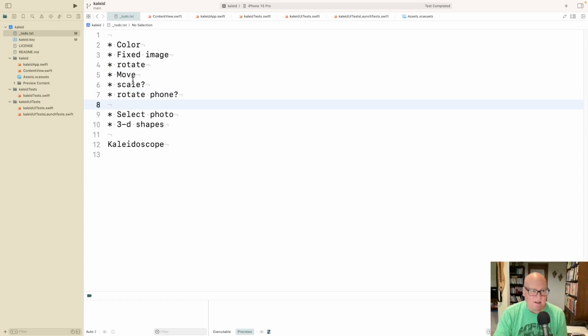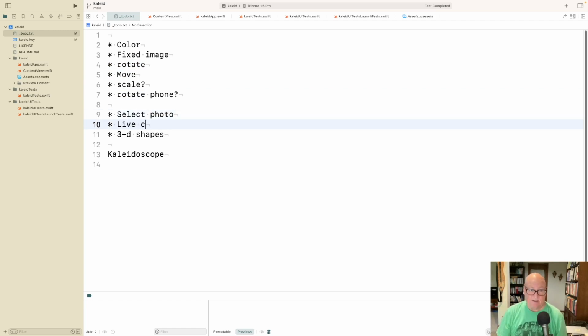Once we've got the basics done, I want to let you select a photo. And then I guess I also wanted to do live camera. So you would just do this and you move your phone around the room and the room kind of goes into some Picasso shape, you know, kaleidoscope shape. And then finally, I did a little bit of reading on 3D, the 3D Scene Kit or whatever they call it. I don't know what it's called, but there's a 3D kit like Scene Kit. Maybe it's SceneKit 3D, whatever. But you can put little shapes in, and you can give them physics.